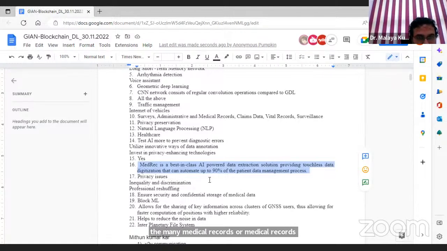Next, we come to question number 17. What are the potential threats in AI that make it hard to use AI in healthcare? Sometimes I have already discussed these answers.